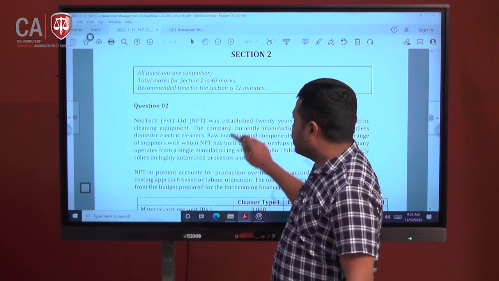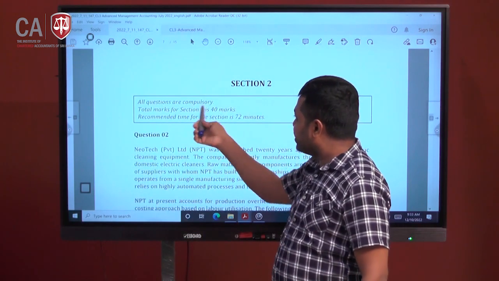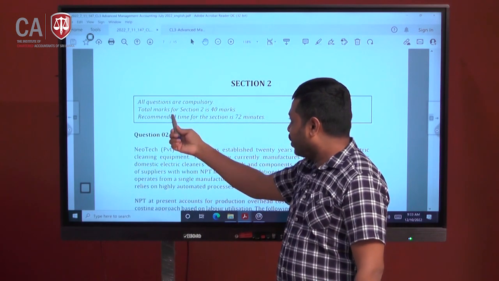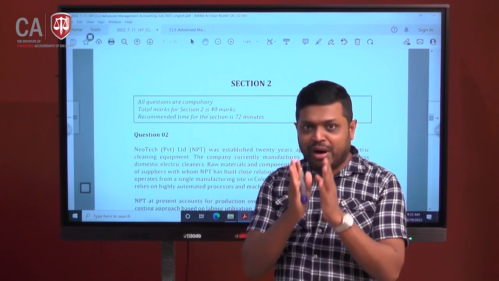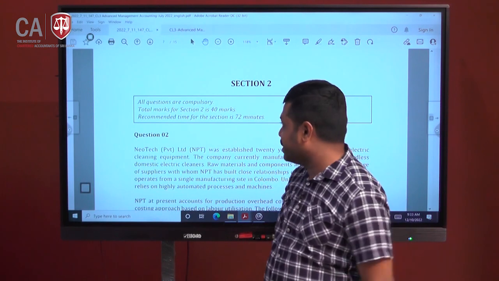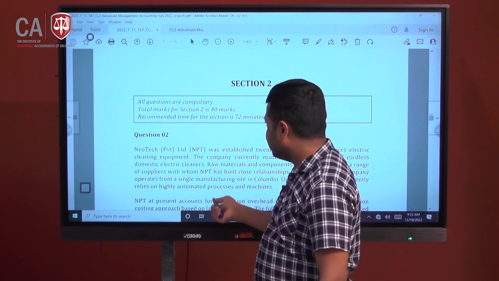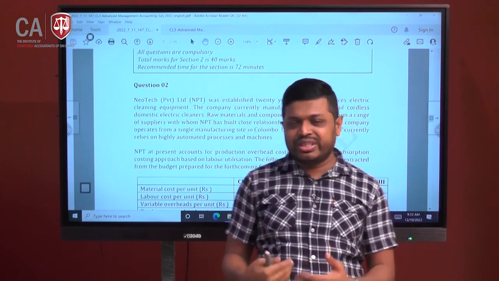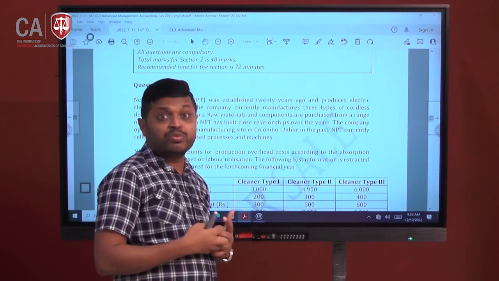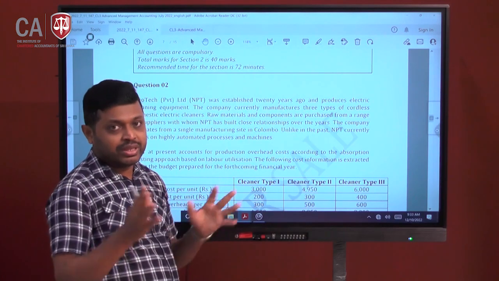Now we are moving to section 2. Look, all questions are compulsory. Total marks for section 2 is 40 marks. That means 10 marks for each question. There are 4 questions here and the recommended time is 72 minutes. Right, in this section there will generally be a 10 marks question from the cost management section, which is given 20% syllabus weightage.